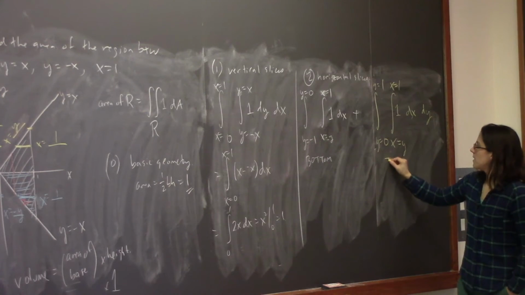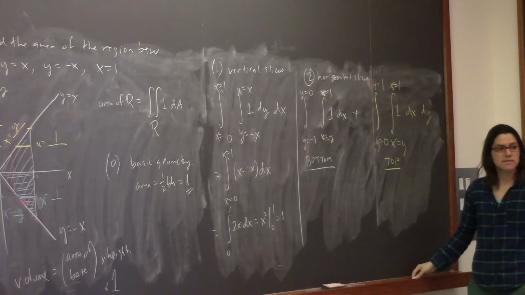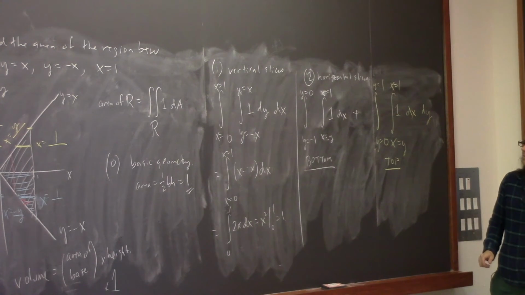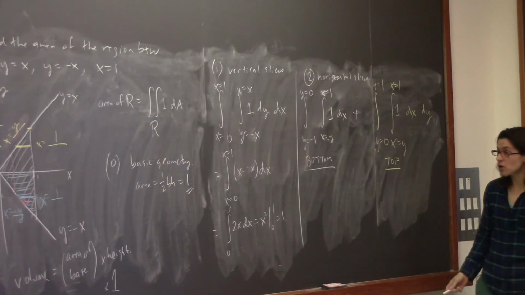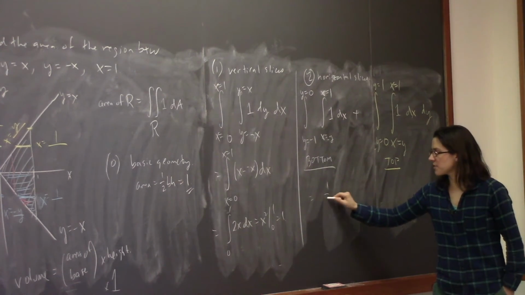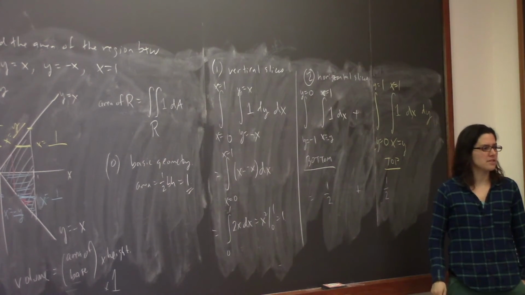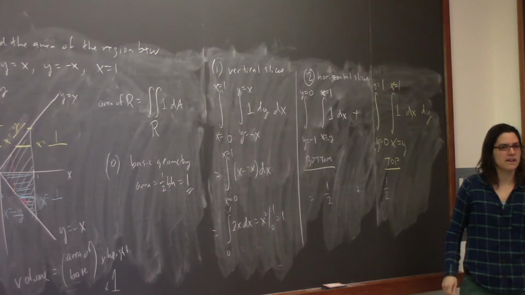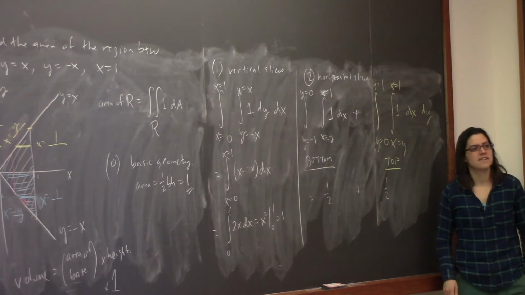So this is the top. This is the bottom. So two pieces. And then you could integrate them separately, and we hope that we would get 1/2 for the first one and 1/2 for the second one, because the area of each region is 1/2. Yeah, questions or ideas? Yeah.